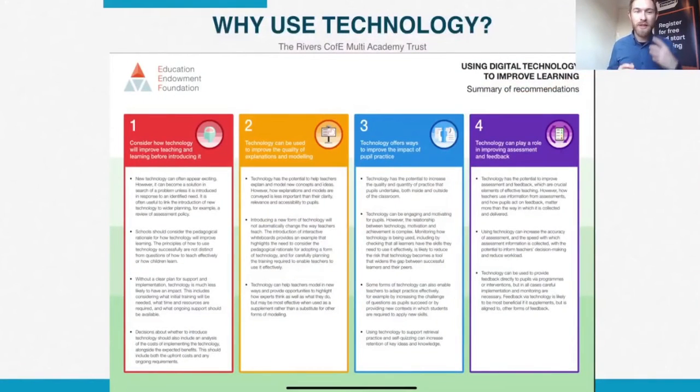But I'm going to start with this presentation that looks a little bit at why we want to use technology. Now this came out from the Education Endowment Foundation, and it was considering how we should use technology to improve teaching and learning: how we can improve the quality of explanations and modelling, improve student practice, and improve assessment and feedback. In particular today I'm going to look at how we can use it to improve the quality of explanations and modelling, because it's part of our toolkit, part of our tools that we can use as a teacher to pick up and implement straight away.